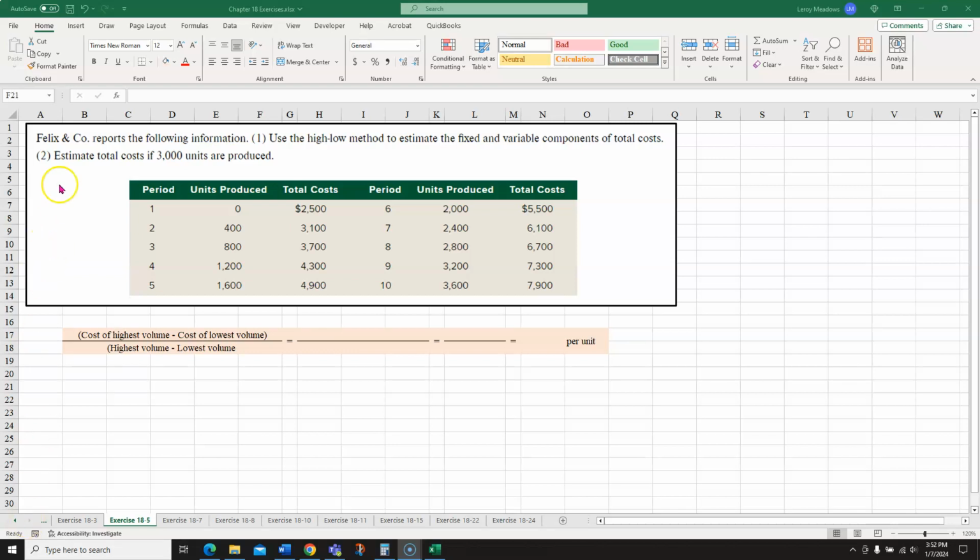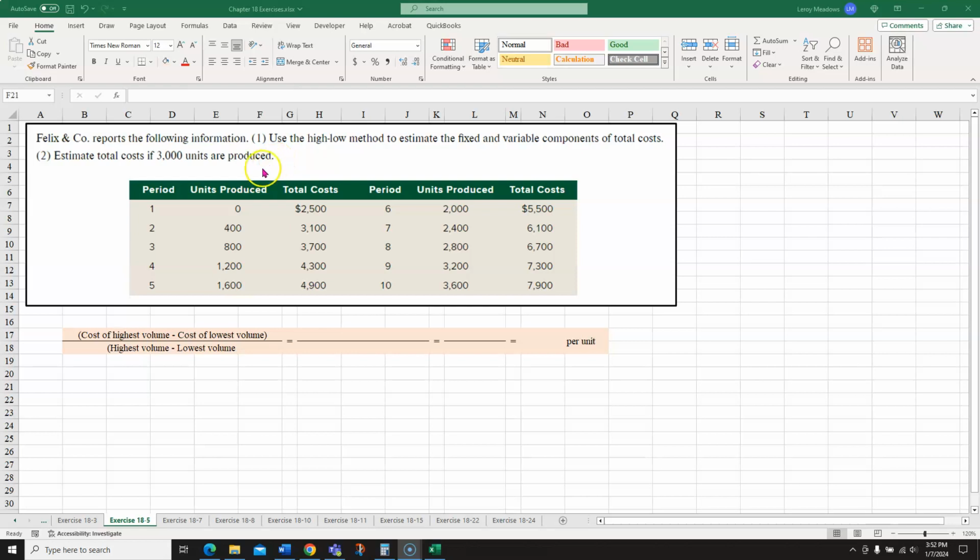In this first exercise, Felix and Company reports the following information, and it's talking about this table right here. The first thing we need to do is use the high-low method to estimate the fixed and variable components of total costs, and then two, estimate total costs if 3,000 units are produced.